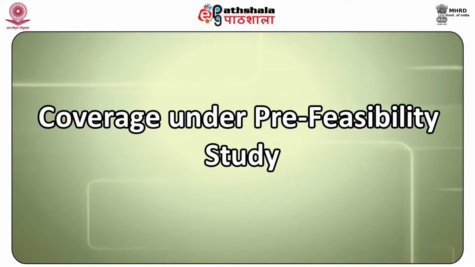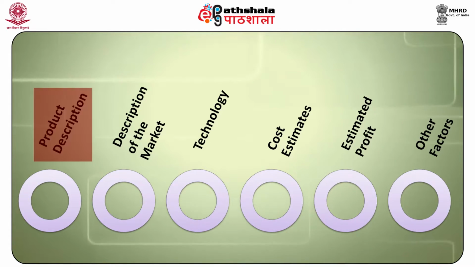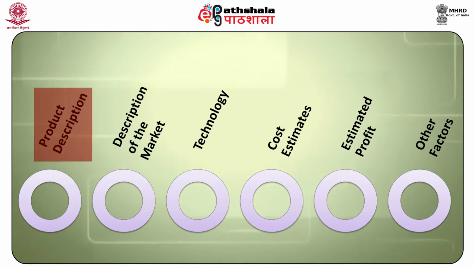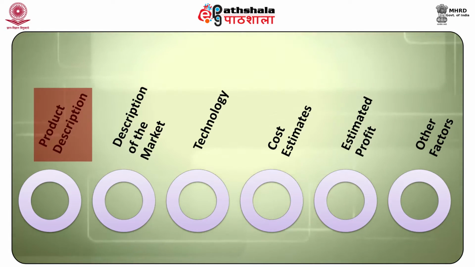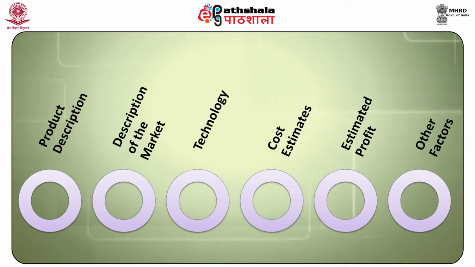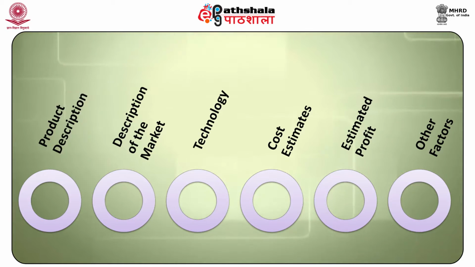Coverage under pre-feasibility study. The following points should be covered by the planners of the concern while making the pre-feasibility study. First, the product description. The characteristics of the product should be equally described along with possible substitutes which are available in the market. The subsidiary or allied products should also be identified which can be manufactured along with the main product.